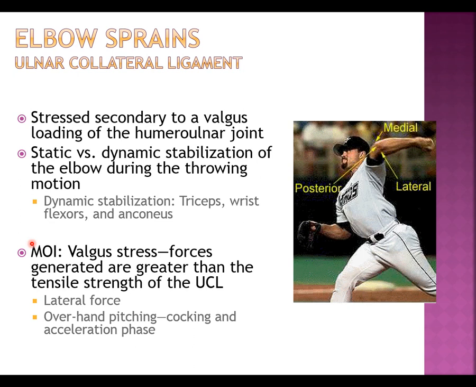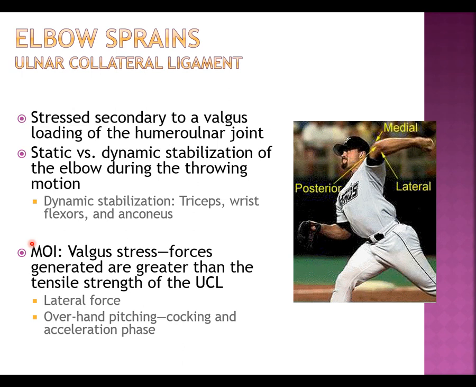So when you actually do get a UCL sprain, it's from a valgus force, whether it's generated through the throwing motion causing a tensile force, or like in football players, where they actually get hit from the lateral side and end up spraining their UCL. Whatever it is, the way to hurt the UCL is through a valgus force. So it could, again, be through that lateral force, or it could be through overhand throwing or hitting when you go from that cocking to the acceleration phase.